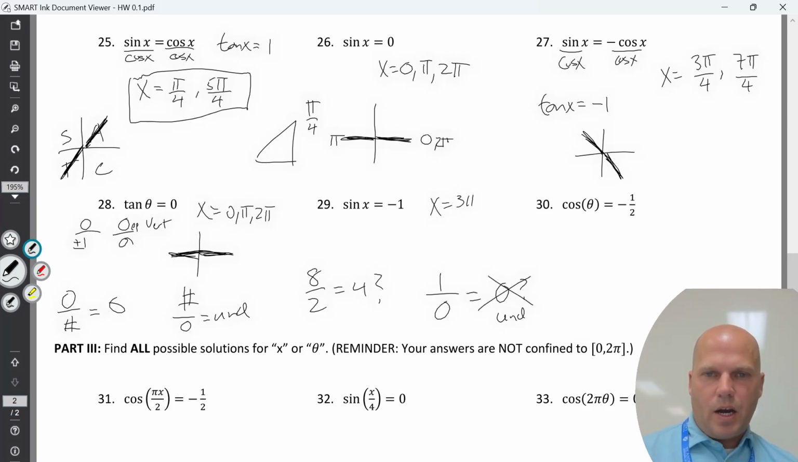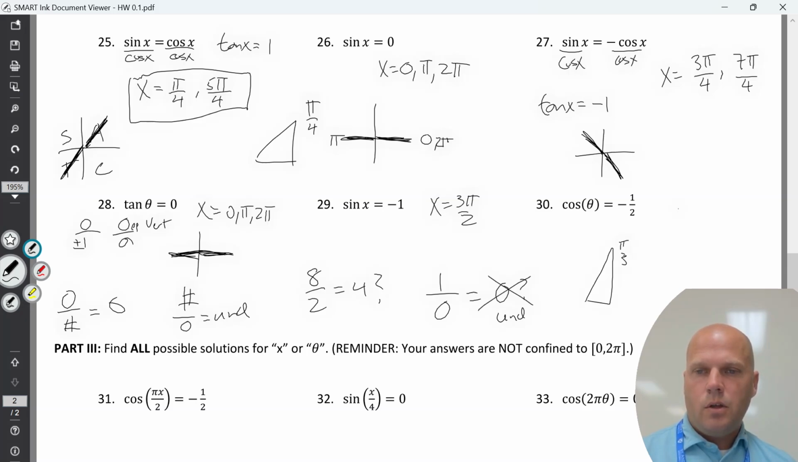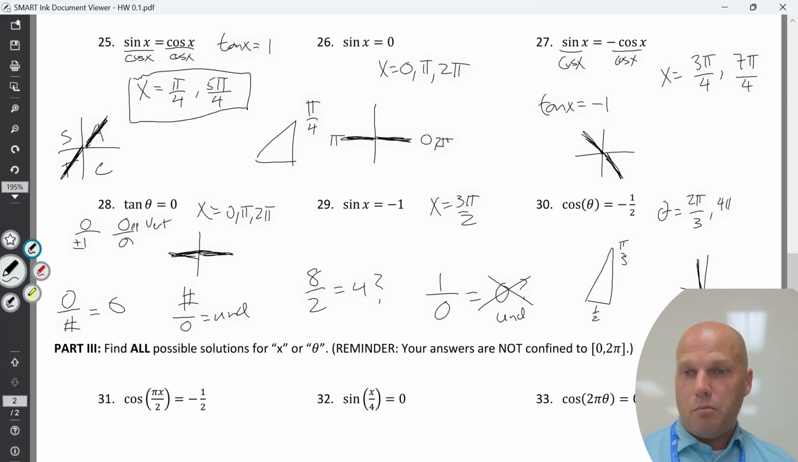The answer to this is 3 pi over 2. And for this one, we're going to go to the pi over 3 triangle. The pi over 3 triangle has an adjacent side of 1/2. But I want the pi over 3 triangle in the second and third quadrants, where cosine is negative, because it's positive in the first and the fourth. So the angles are 2 pi over 3, 1 pi over 3 less than pi, and 4 pi over 3, 1 pi over 3 more than 3 pi over 3.